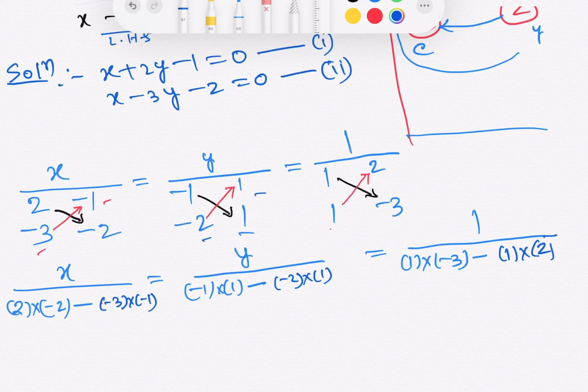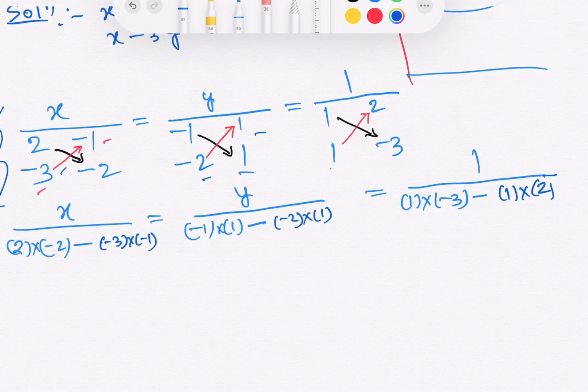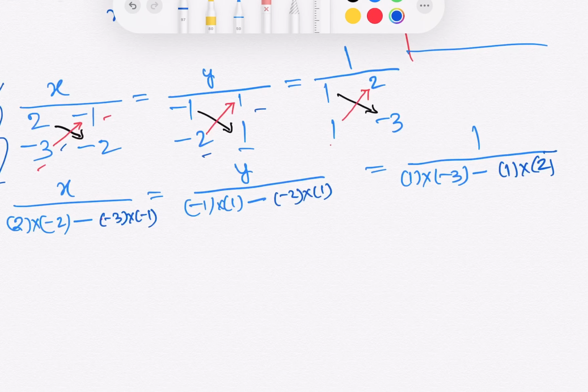This is the main important portion here. First you write the 4 elements for the x portion, y portion and constant portion. After that this operation, upward arrow operation and downward arrow operation, and then after that you simplify the expression simply. This portion is very easy.